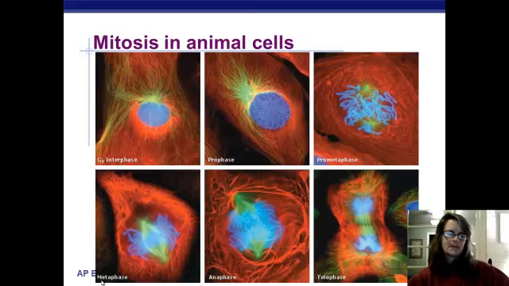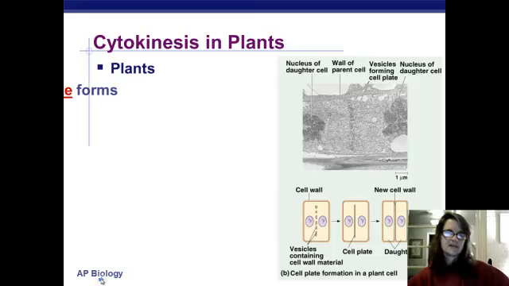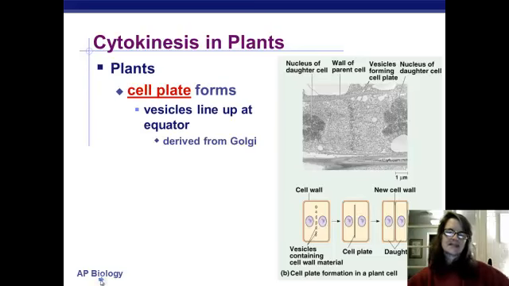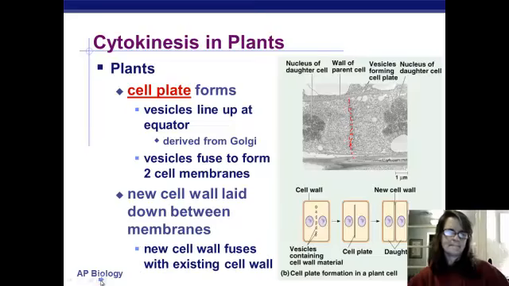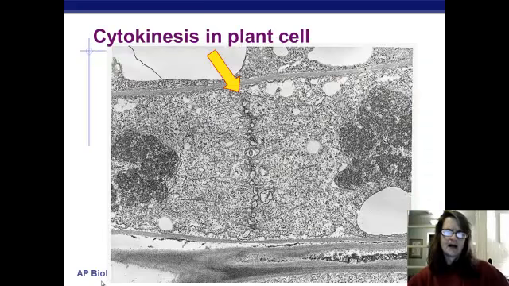And so in plants, if I can ever get to the plants, it's going to be different. Since plants have cell walls, there's going to be the laying down of new cell wall. There is no pinching in. We're just going to lay down new cell wall, and that's called forming a cell plate between two plant cells. So no pinching in, no cleavage furrow. Okay? All right. There, we're just seeing that.